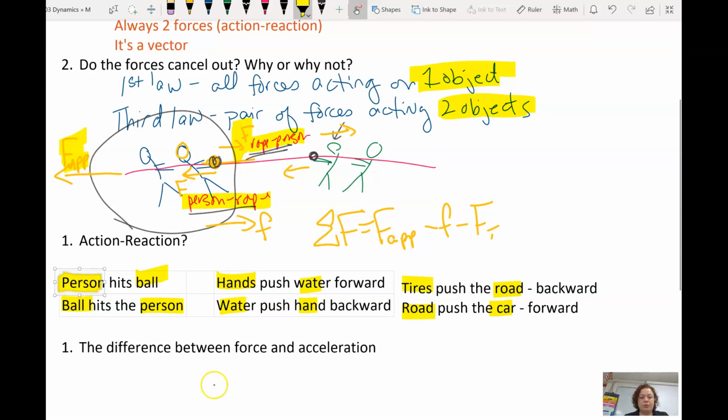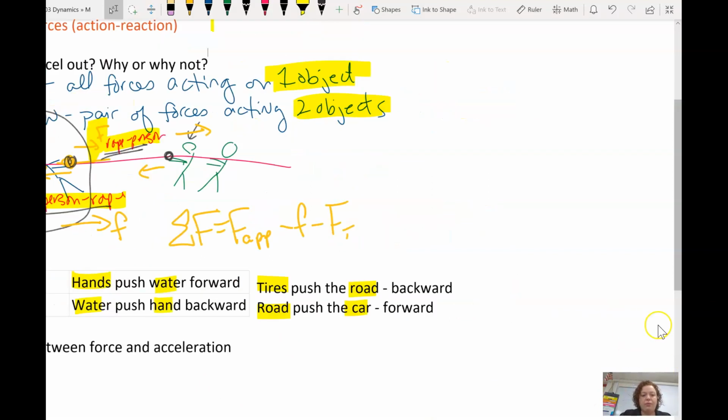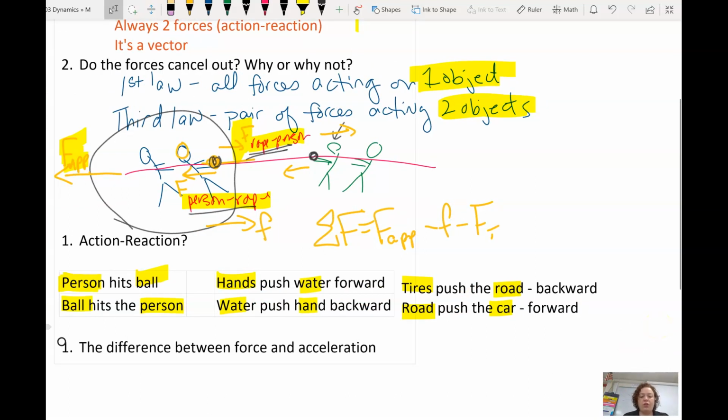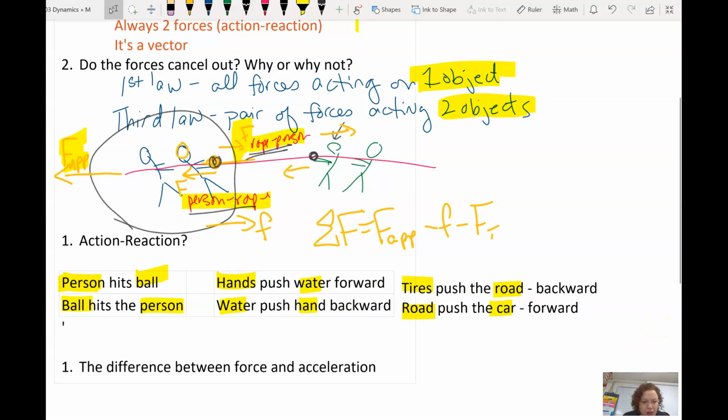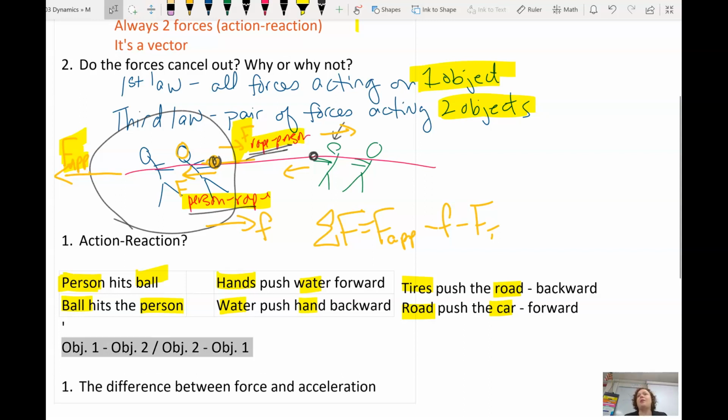So in short, it follows a very simple format all the time. Object 1 on object 2, and then object 2 on object 1. So you should always be able to tell these things because there's always just the same two objects. That would be our action-reaction objects, and then the force is what happens in between, okay?